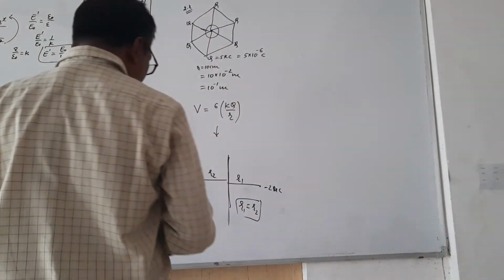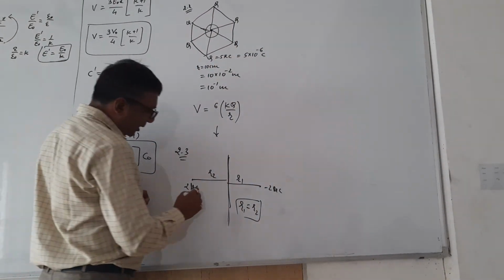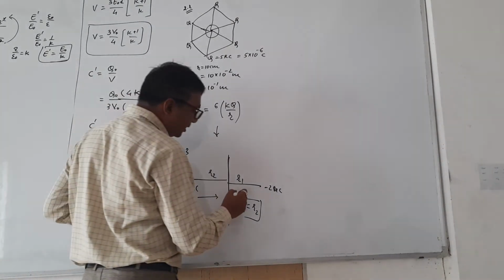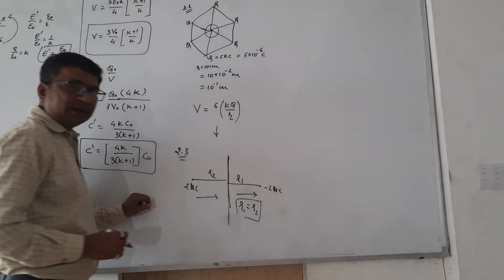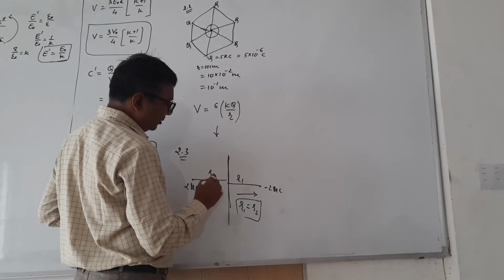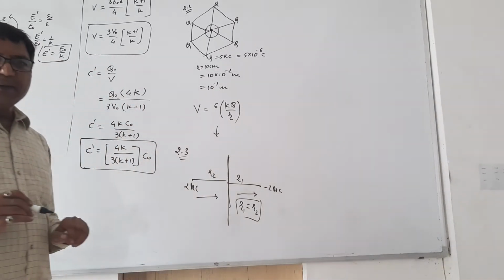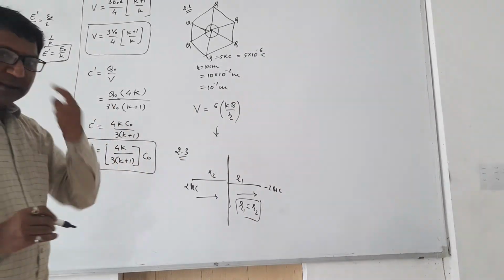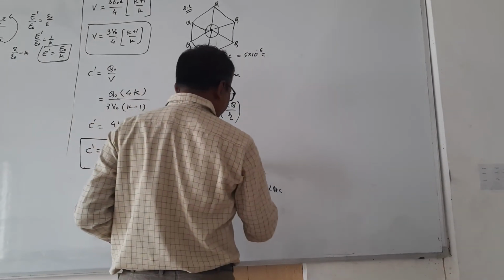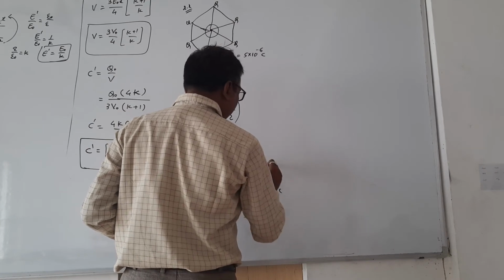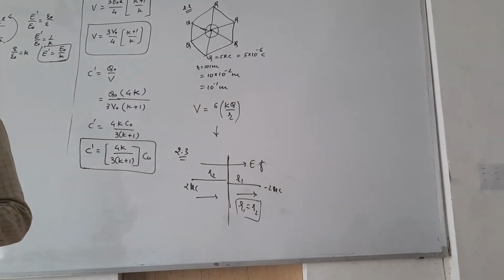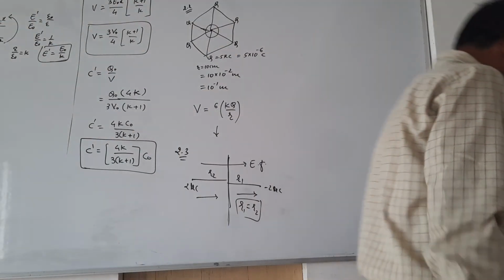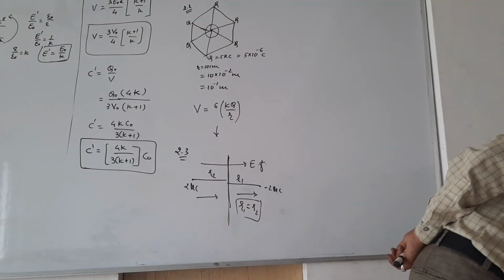Okay, and now the electric field goes outside from the positive and goes inside to the negative. So the direction of electric field must be positive to negative. Understand? So the direction of electric field at any point is positive to negative. This is only a theoretical question.